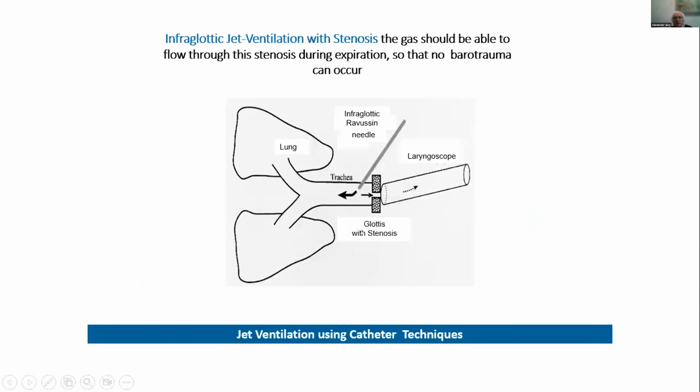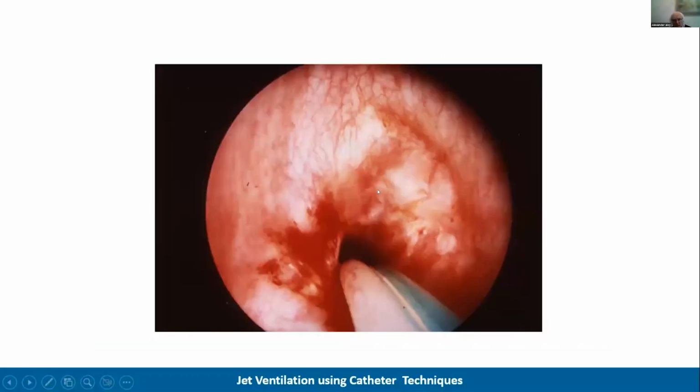And here you can see the infraglottic jet ventilation with stenosis. The gas should be able to pass the stenosis. And here you can see this Hans-Ackermann jet catheter. This is the area to ventilate. It was possible to ventilate this patient.